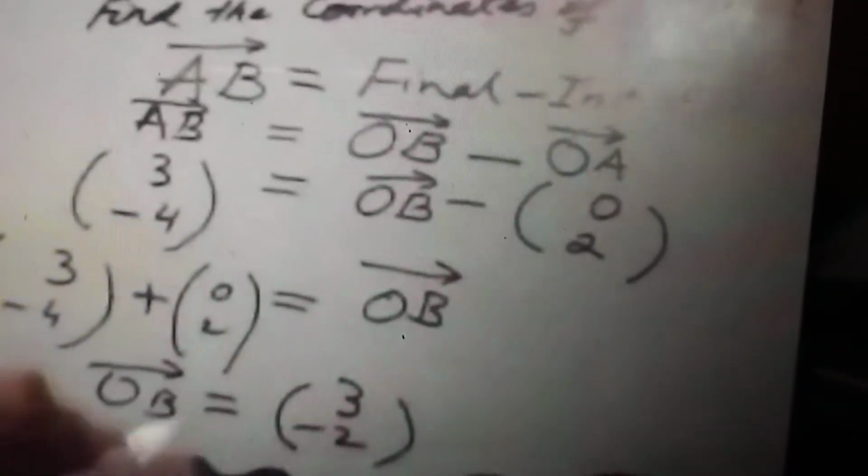Now you just have to find out OB, so you shift this matrix on the other side. That is 3 and minus 4 plus 0 and 2. Why plus? Because there is a minus over here. So when you shift on the other side, it will become plus. So vector OB is equal to 3 plus 0 is 3, minus 4 plus 2 is minus 2. So we have got the coordinates of B, which is 3 comma minus 2.